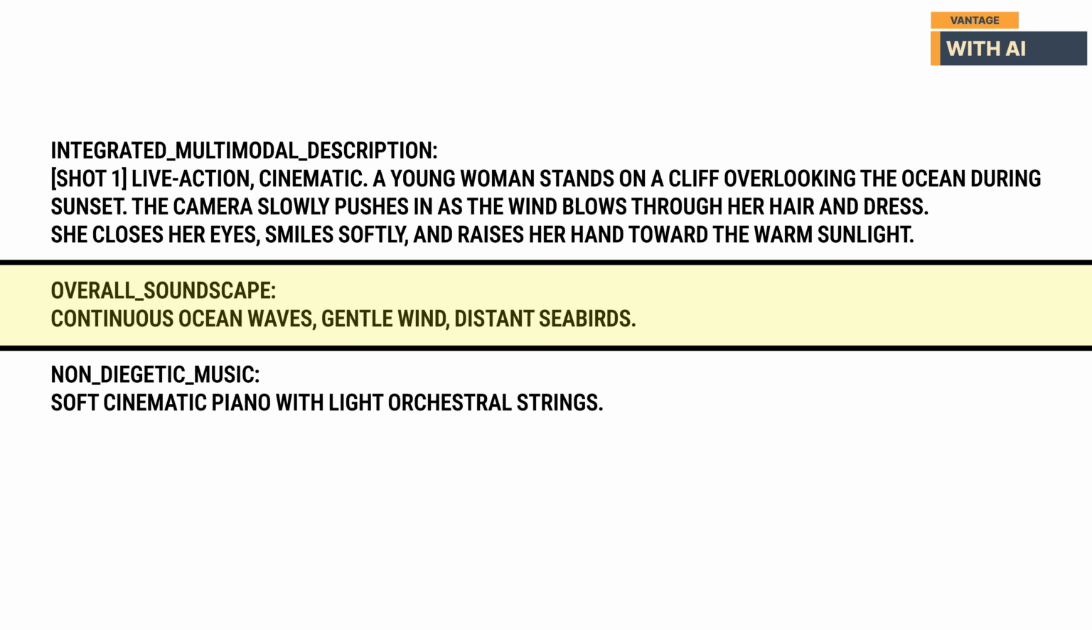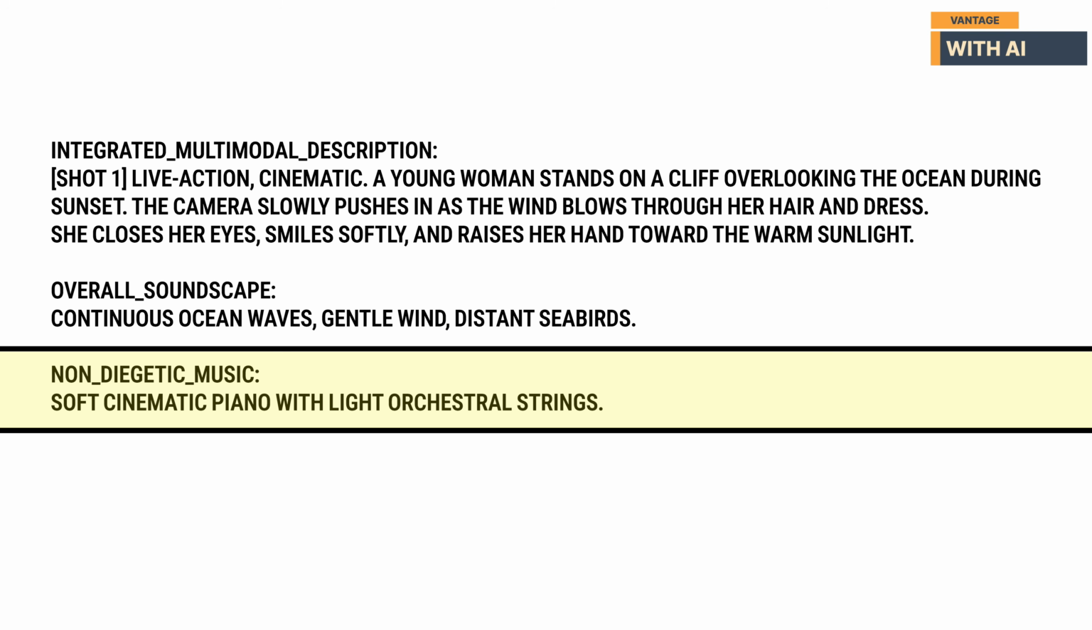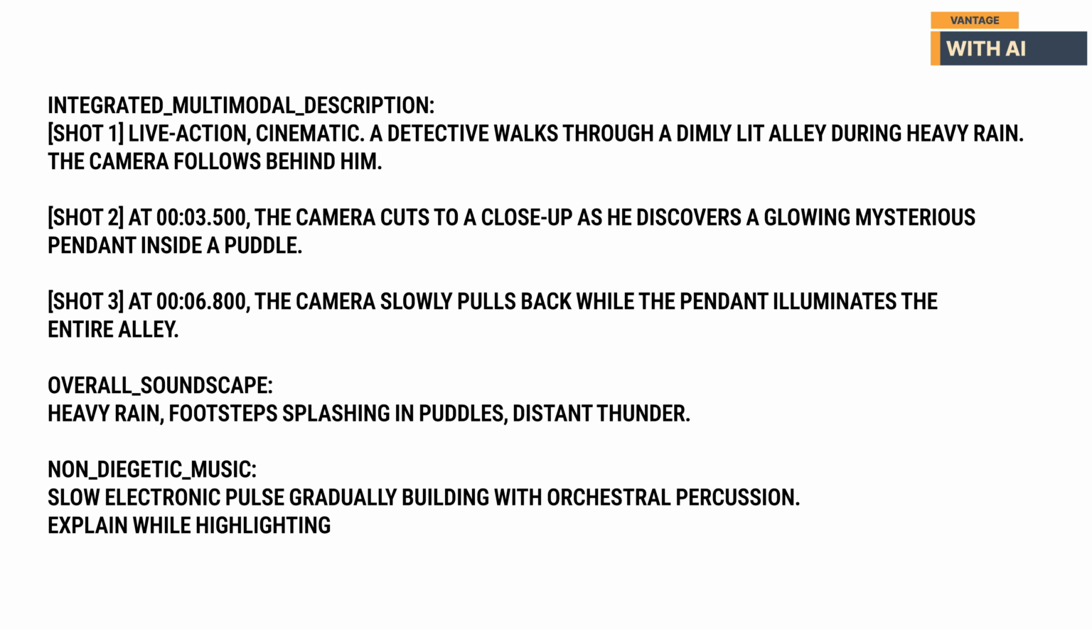Next is the overall soundscape, where you describe environmental sounds like wind, footsteps, rain, traffic, or anything the characters would naturally hear. Finally, there's the non-diegetic music section. This is reserved for background music that only the audience hears, allowing the model to generate music separately from the scene's natural audio. Now let's look at a slightly more advanced example.